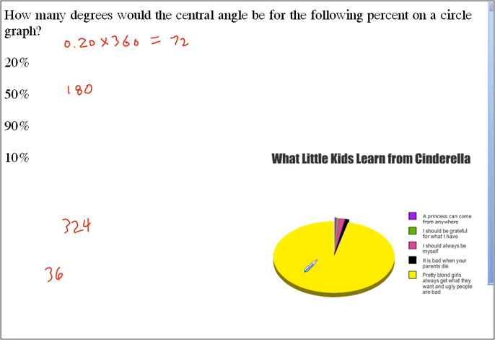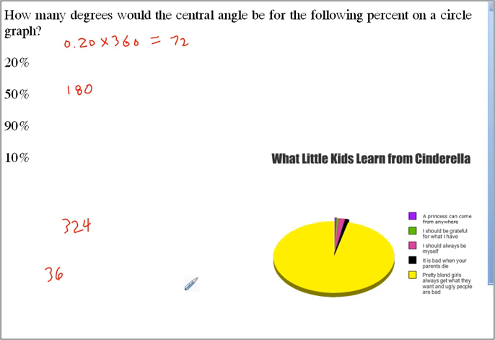Now, if you look here, what little kids learn from Cinderella is kind of sad, but a little bit true about Disney movies. It's bad when your parents die. Yes, sad. I should always be myself. I should be grateful for what I have. A princess can come from anywhere, or alternatively, pretty blonde girls always get what they want, and ugly people are bad. Well, I think that's one of the big messages here.